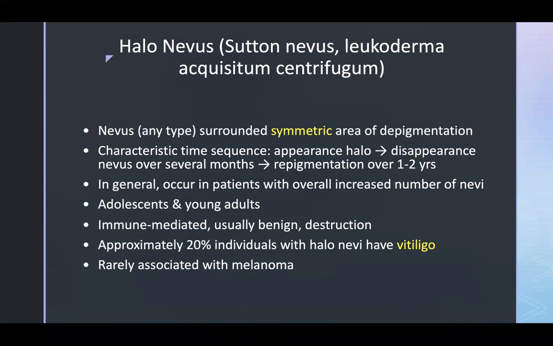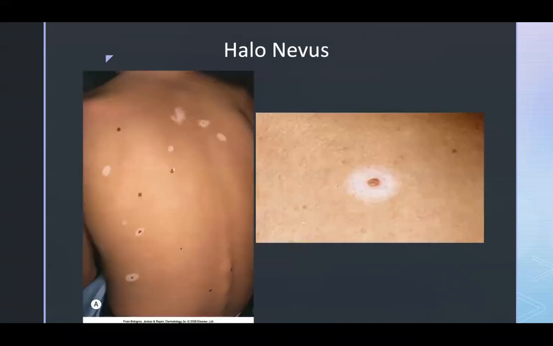They're often immune mediated. They're usually benign. You can have destruction of these lesions with the immune system attacking the nevus cells. Approximately 20% of the individuals with halo nevi have vitiligo, and they're rarely associated with melanoma. So here's that clinical of the halo nevus. You can see a really nice white halo around this nevus, and that's where that abundant lymphocytic inflammation is causing a decrease in melanin production around the nevus. Multiple halo nevi can be associated with piebaldism and c-KIT mutations.